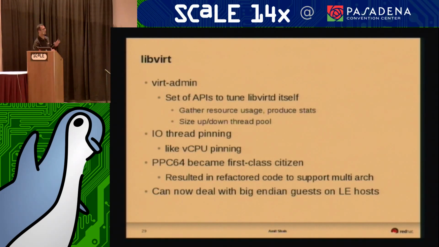Some libvirt specific things. Most of the changes also involve libvirt, but some very libvirt specific things are adding a new virt admin API, which can tune libvirtd itself to make things faster, or understand guest behavior. So something like gather resource usage and produce stats for it, or if there are thread pools, like how many IO threads you have running, if they're utilized to their maximum, you can add more IO threads to the pool. You can get such stats and make decisions based on that.